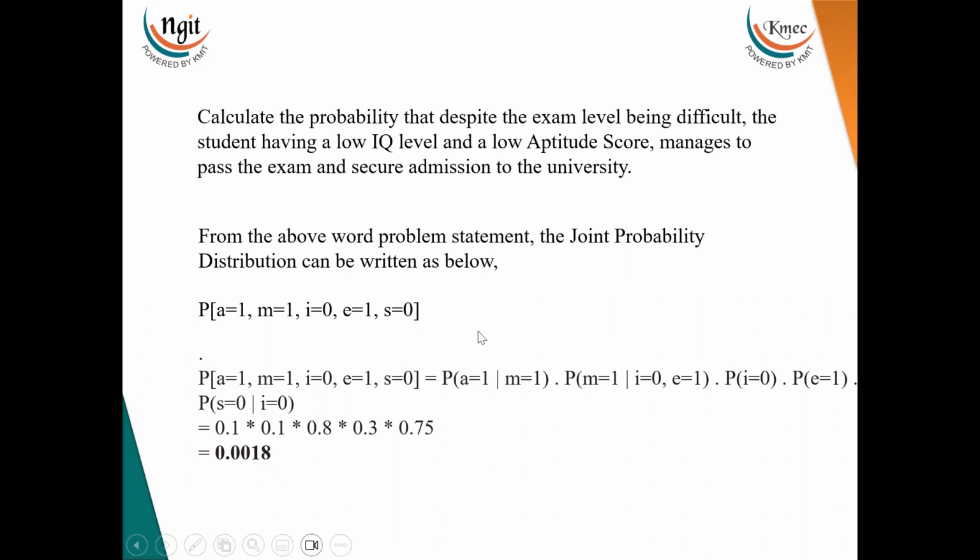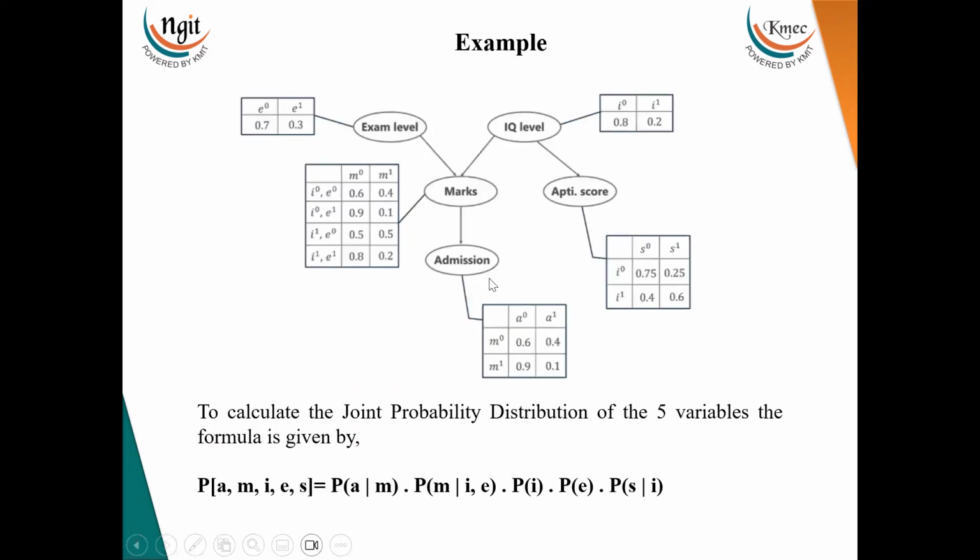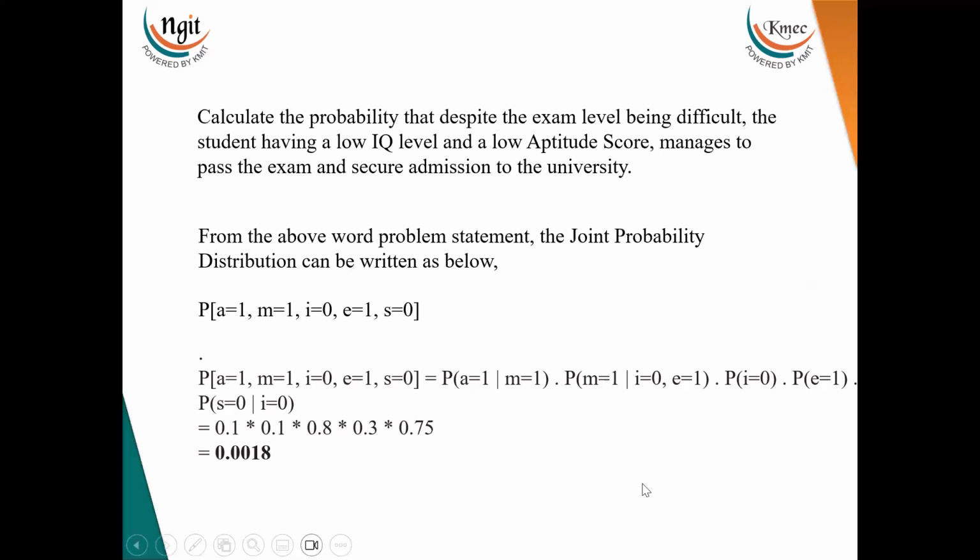So based on this, now we can create the joint probability distribution. In the joint probability distribution, which we have derived from the different nodes and the conditional probability table, we can use that to get the outcome. So here we know from the diagram that admission has a parent node called marks, and marks has the parent nodes exam level and the IQ level, right? And also the aptitude score has the parent node IQ level. And we need to find the probability of the independent nodes, that is IQ level as well as the exam level.